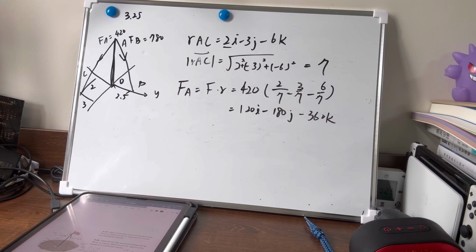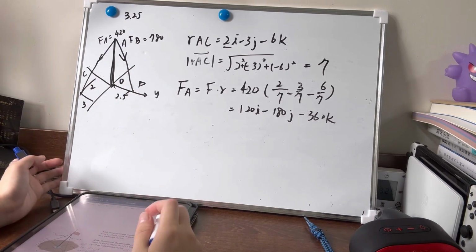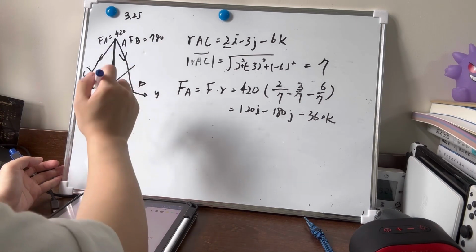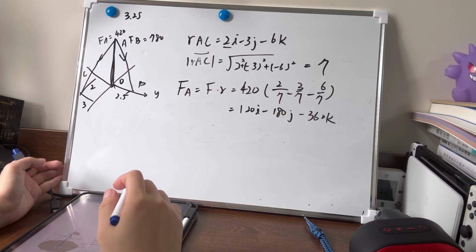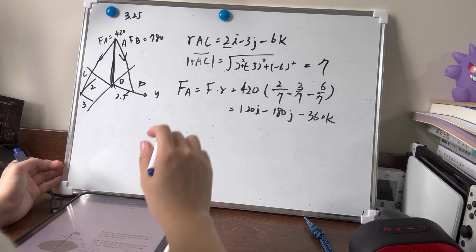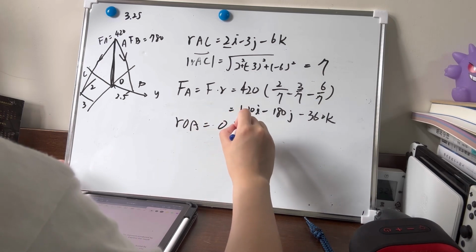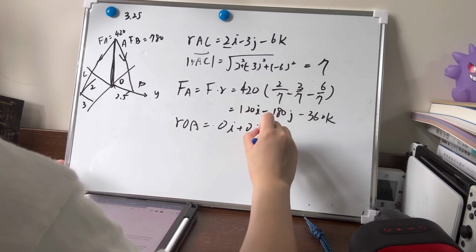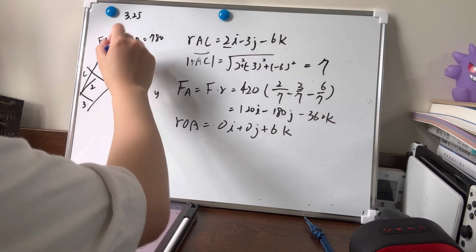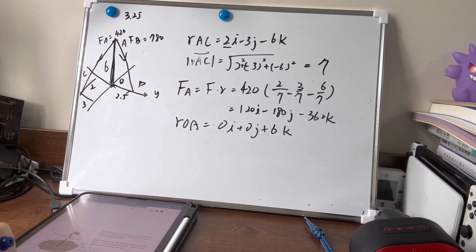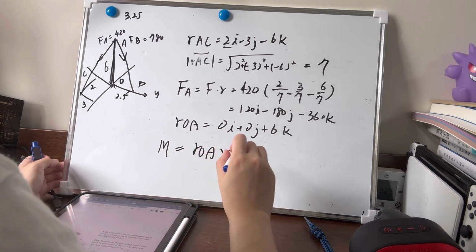So now we know the force FA, and we have to calculate the R, the vector from point O to point A, so we can calculate the moment. The ROA is 0, 0, 6, because it's here, really 6. And we know the moment function is ROA cross F.